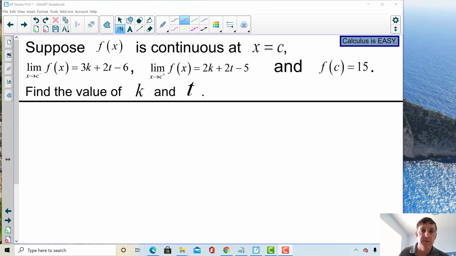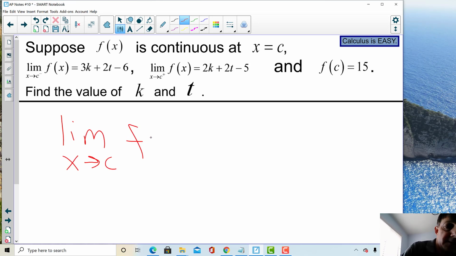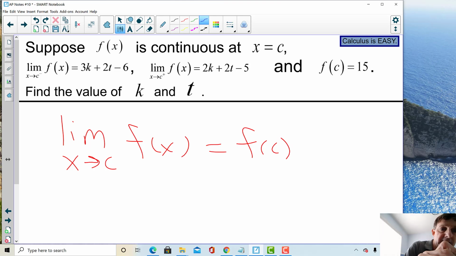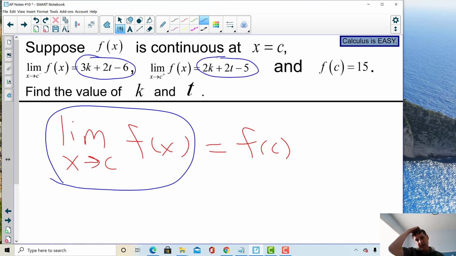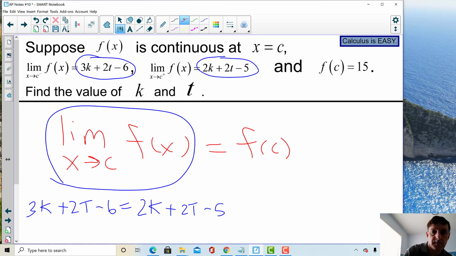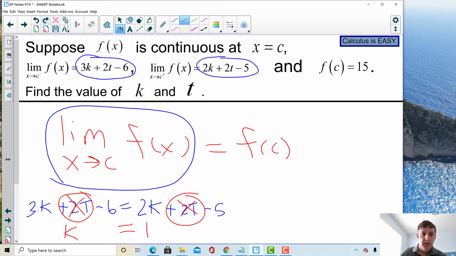This one, you have to remember the definition of continuity at a point. So the limit as x goes to c of f of x has to equal f of c. We have two one-sided limits, so in order for the limit to exist, we need the limit from the left to equal the limit from the right. So we got to set those two equal. We can subtract 2t from both sides, and that's gone. We can subtract 2k from both sides, and add 6 to both sides. So now we know that k is equal to 1. Let me write that over here.